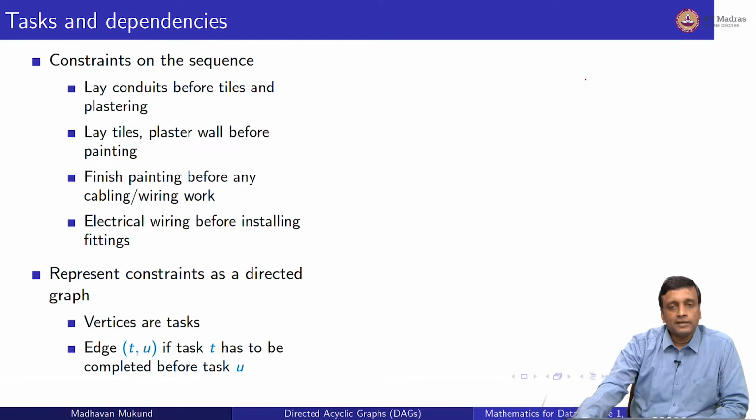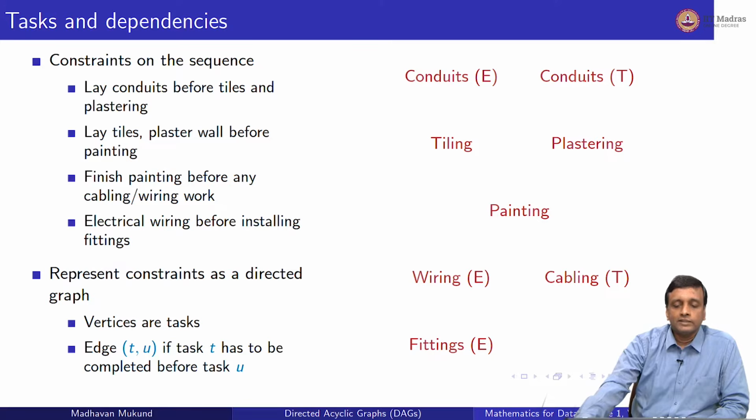So if we take this particular thing and draw the graph, first we have the vertices corresponding to the activities. We have two different types of conduits, electrical and telecom. Then we have tiling and plastering, we have painting, we have two kinds of wiring, electrical wiring and telecom cabling, and finally we have the electrical fitting. So these are all the activities, these are the nodes in my graph.